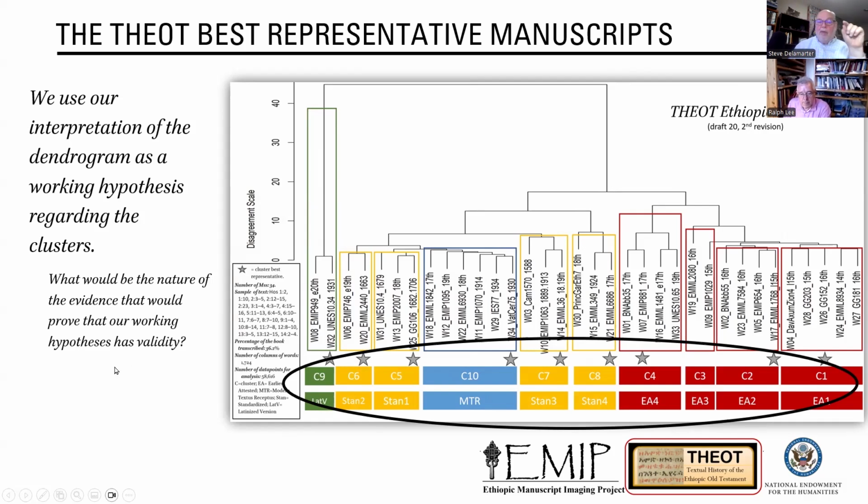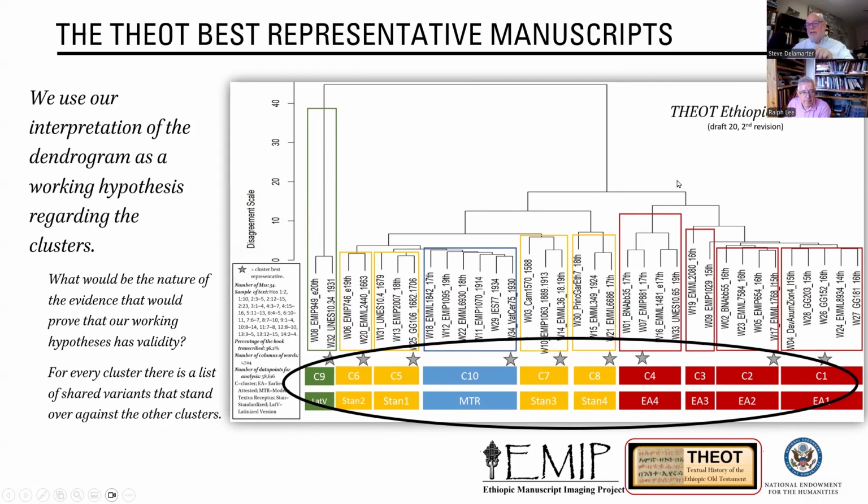And what's going to happen is that we're going to take that working hypothesis and apply it to the data. But right at the outset, we want to ask ourselves a question, well, what would be the nature of the evidence that would prove that our working hypothesis has validity? Well, behind this working hypothesis is this set of assumptions. Every time we get to a fork in the road and there's a little distance between what's underneath the fork, what causes that is that there is a list of distinctive readings that distinguish this cluster from this cluster. And so the nature of the evidence that would prove our working hypothesis has validity is to find those lists.